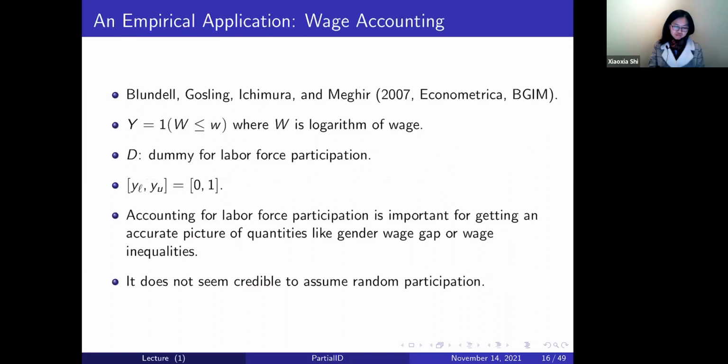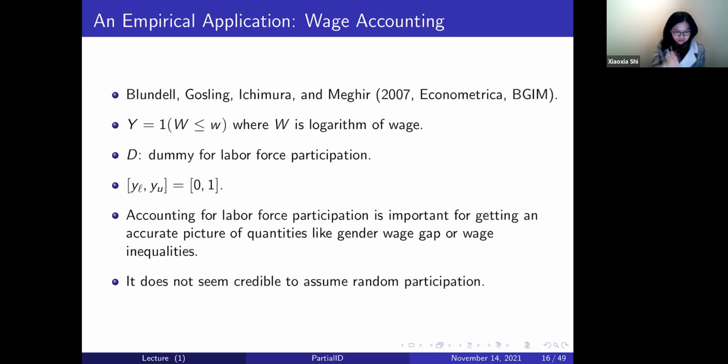One paper that applied this approach is this early paper by Blundell, Gosling, Ichimura, and Meghir. They study the CDF of the logarithm of wage, and they construct bounds for the CDF. So the theoretical lower and upper bounds for the missing Y are 0 and 1. That is very credible.